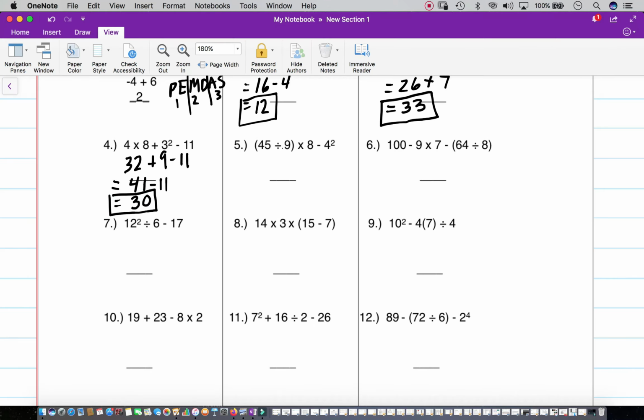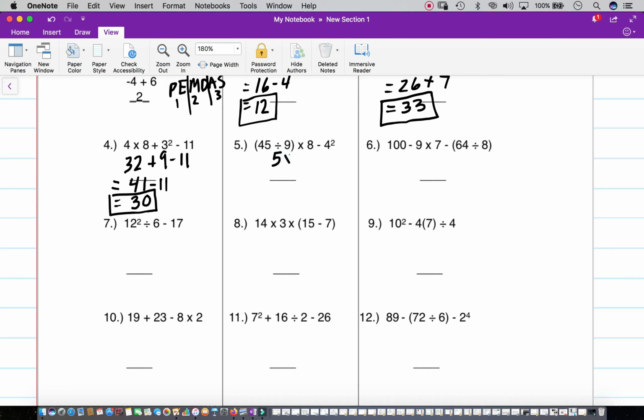Say the problem. So we got 45 divided by 9 inside of parentheses times 8 minus 4 squared. All right, so where would I start for number 5? Okay, in the first house. So let's start with our parentheses. Okay, so 45 divided by 9 is, good, 5.